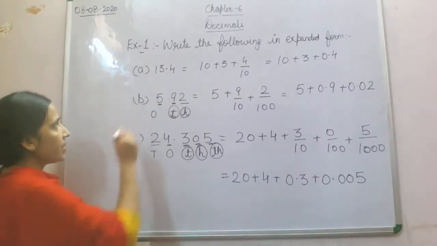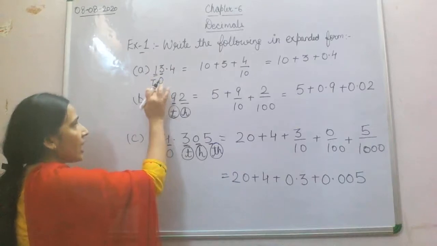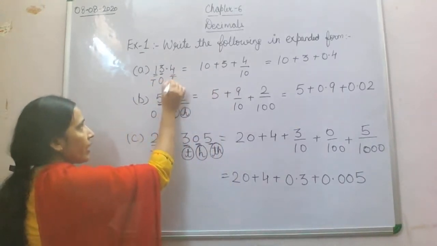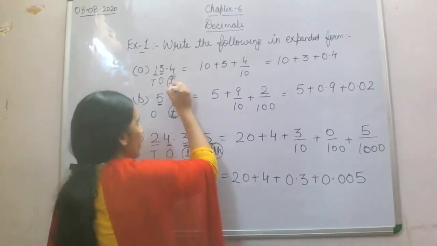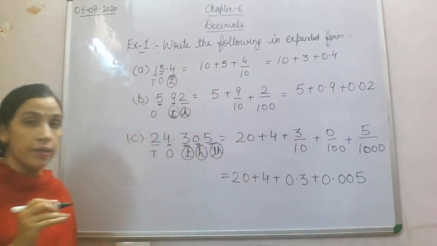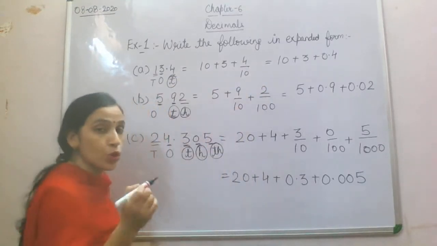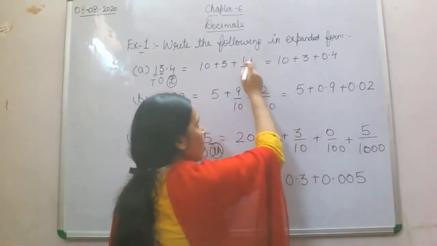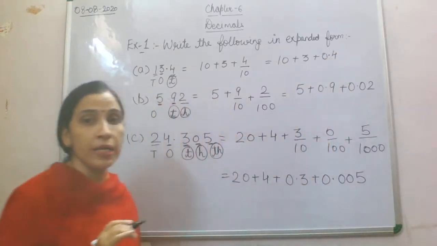Now as you can see, in this 13, this is your ones place, this is your tens place. So we are going to split it like this, 10 plus 3, and this is your tenths place, which is your first decimal place. So we write 10 plus 3, then 4 divided by 10. Now if you are dividing by 10, you require one decimal place. We already have one decimal place, so we will count and then put the decimal point here. So that will become 0.4.